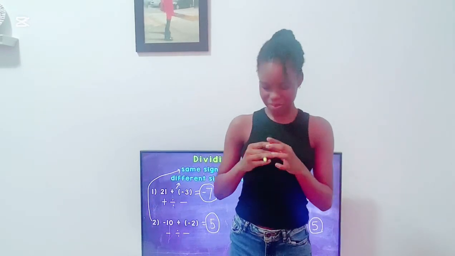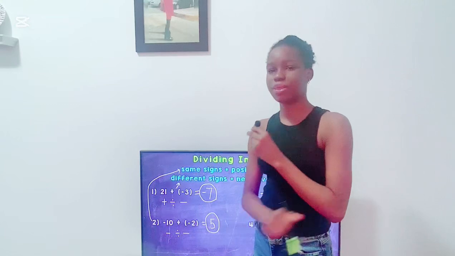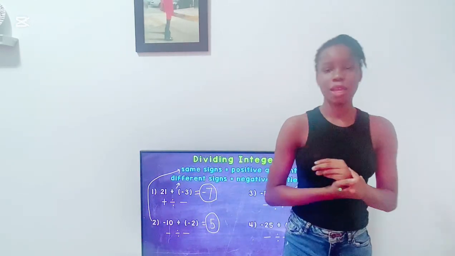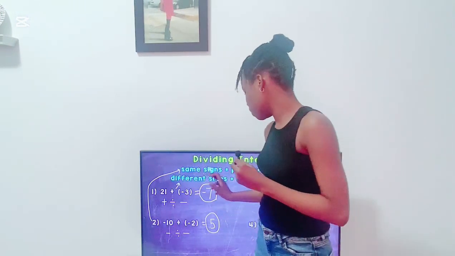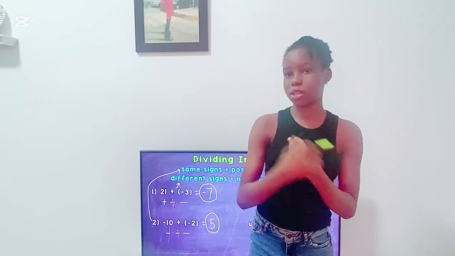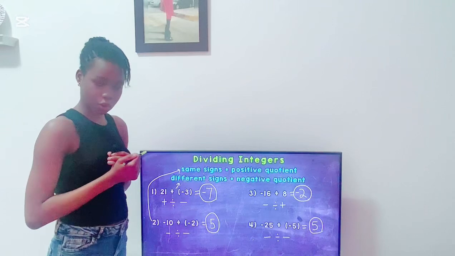We're going to be talking about dividing integers. Okay, so the first one we have is 21 divided by -3. First we can see our rule here. If you don't remember the rule when we're doing integers, basically same sign equals a positive result, and different signs equals a negative result.